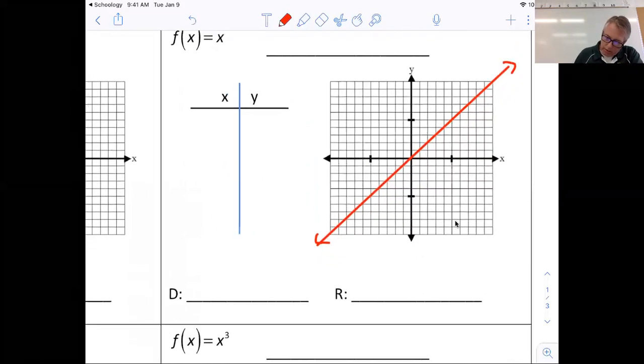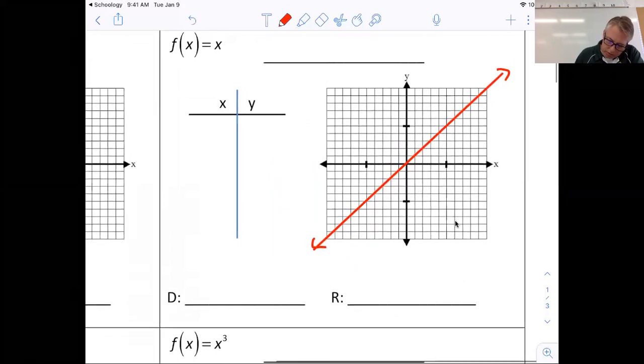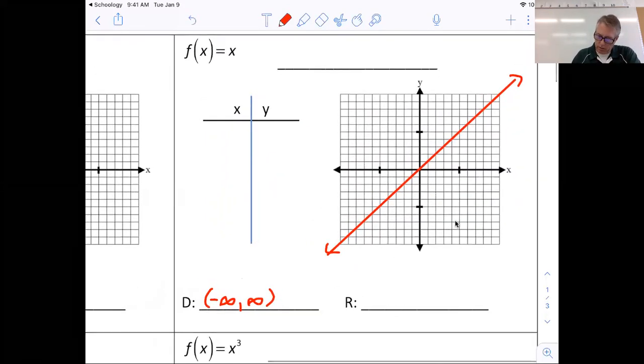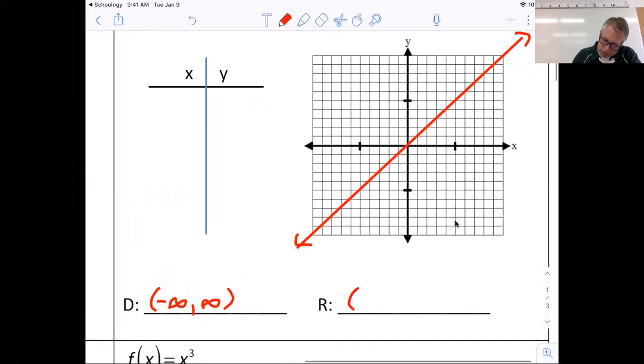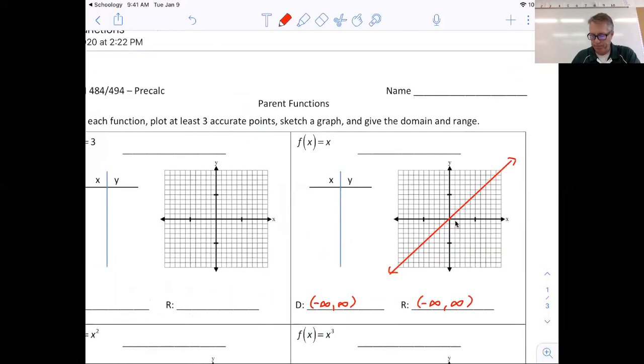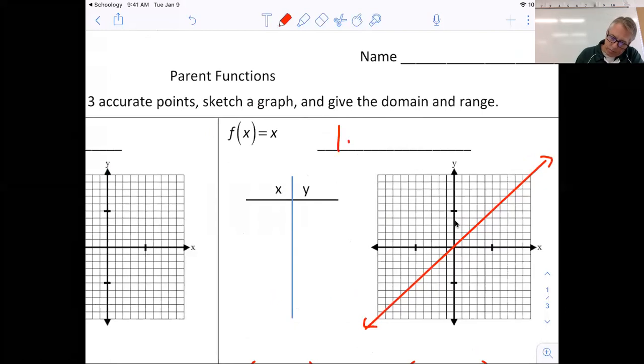So the domain is going to be all real numbers. So again, when we write that in interval notation, it's going to be from -infinity to infinity. And the range, when we squish that onto the y-axis, is also all real numbers, or -infinity to infinity. So that is a linear function, meaning it makes a line.